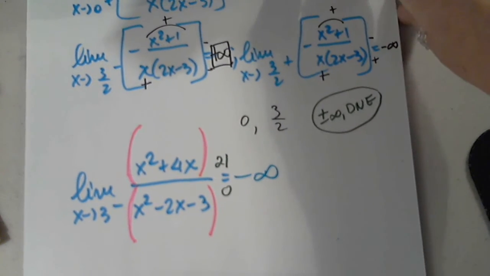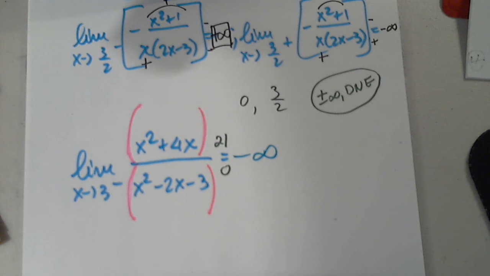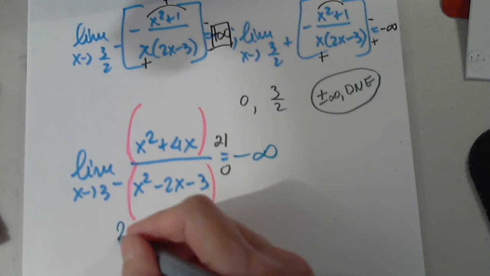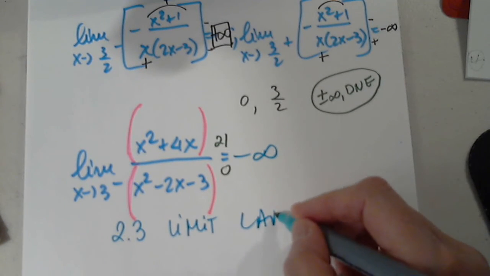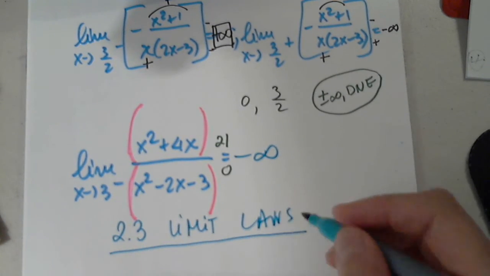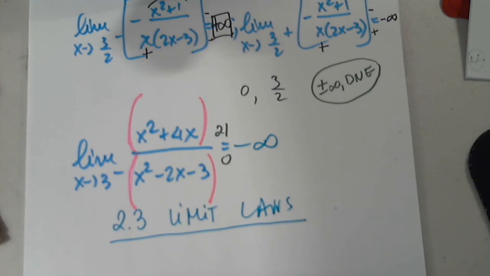So now we're ready to move on to limit laws. So this is 2.3. Limit laws. There are many limit laws that we will use, and in certain situations we basically use them without even thinking.